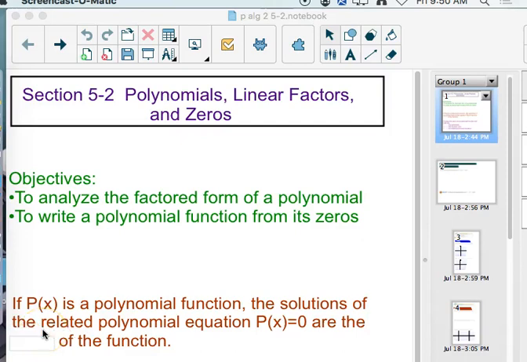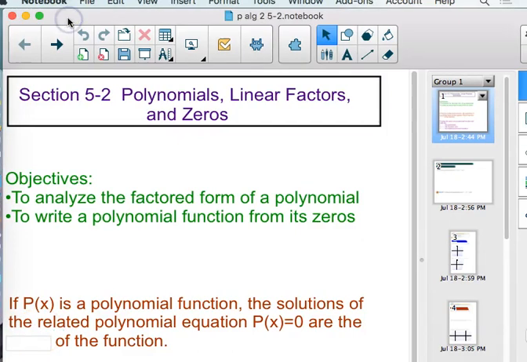Visualize the factored form of a polynomial, and we're going to write a polynomial function from its zeros. We might not get to that one. That might have to wait a little bit.